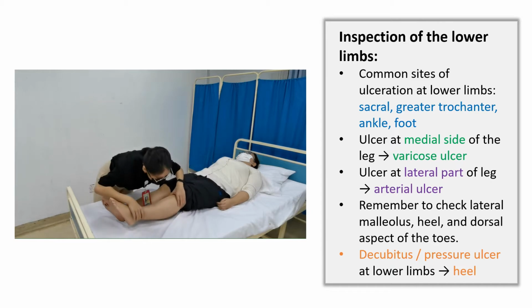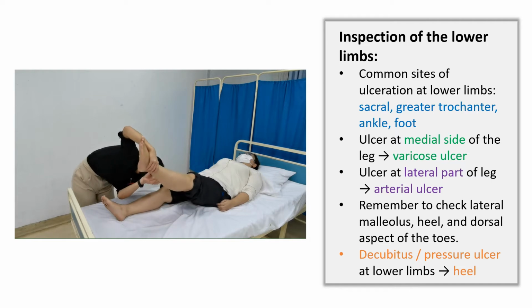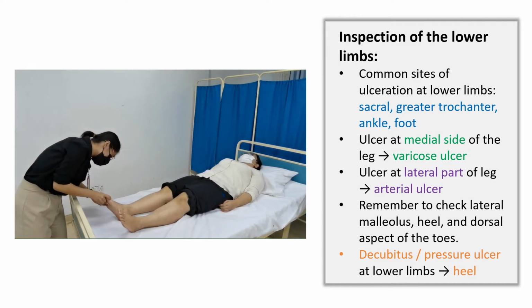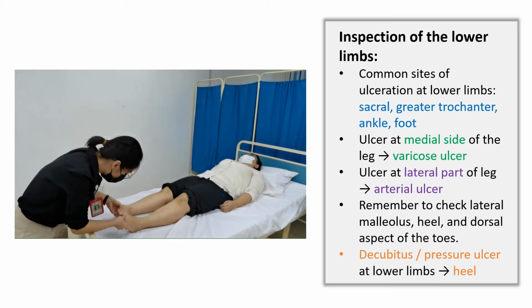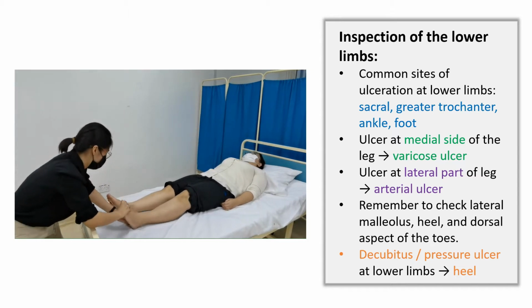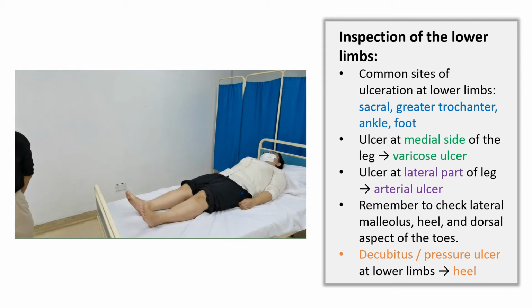The common sites of ulceration at lower limbs are sacral, greater trochanter, ankle, and foot. If the ulcer is at the medial side of the leg, then it is a varicose ulcer. If it is located at the lateral part of the leg, then it is an arterial ulcer. Don't forget to also check the lateral malleolus, heel, and dorsal aspect of the toes. For the decubitus ulcer or pressure ulcer, the expected site is at the heel.